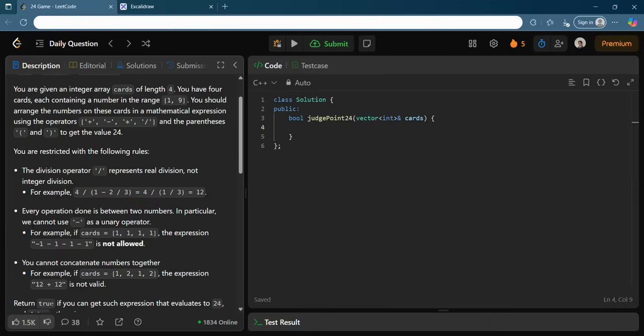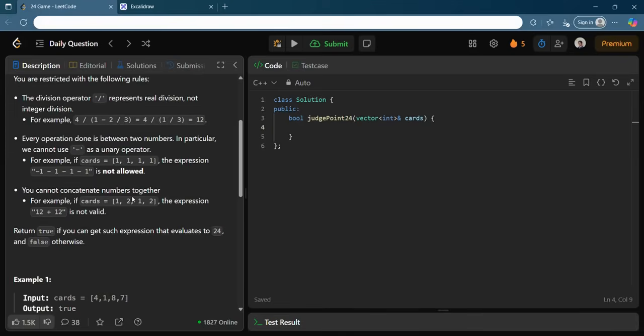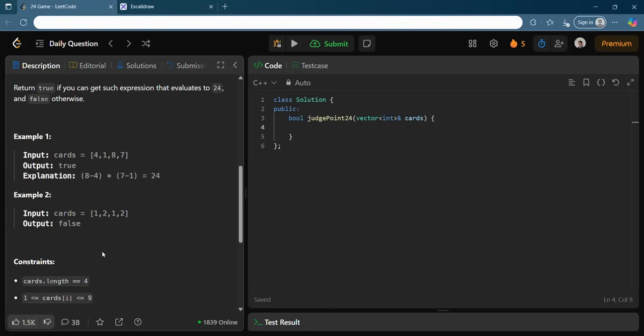Now every operation is done between two numbers, so you are allowed to perform operations between two numbers only. There are no unary operators allowed, that is, -1 cannot exist by itself. In other words, if you are given 4 numbers, you can perform 3 operations, and in 3 operations you will reach the answer. And you cannot concatenate numbers together. That's quite obvious. You are given separate numbers, why would you ever concatenate them? And you return true if such an expression evaluates to 24, otherwise you return false.